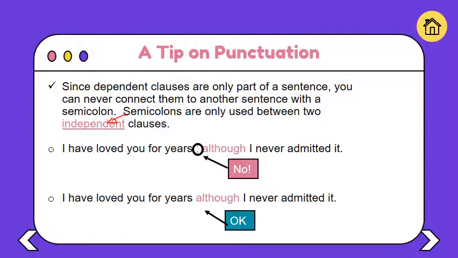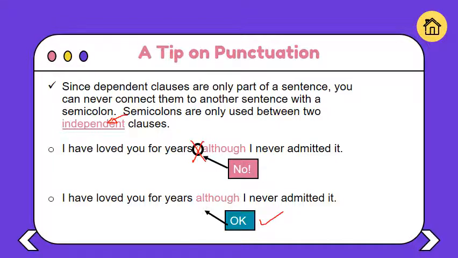Example: I have loved you for years, semicolon, although I never admitted it. Here the semicolon is wrong. I cannot use a semicolon. No, it's wrong. Okay? I have loved you for years, although I never admitted it. Okay, it is correct. When you start with the independent clause, you do not add anything, neither a semicolon nor a comma before the dependent clause.